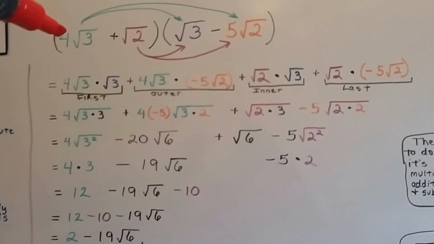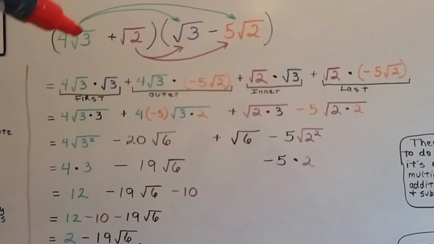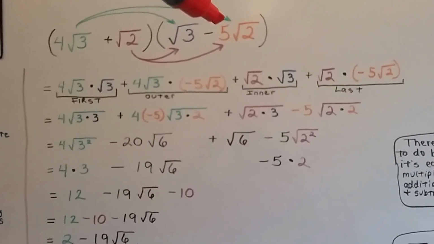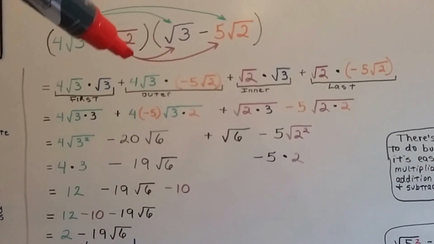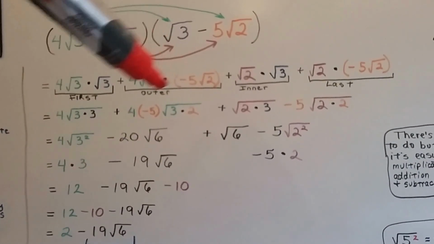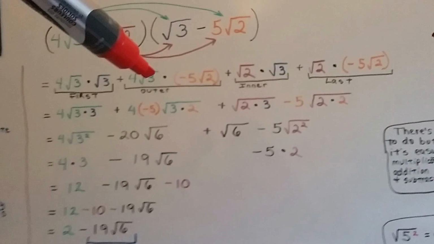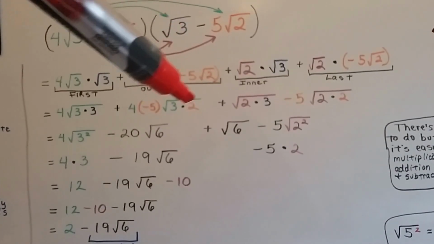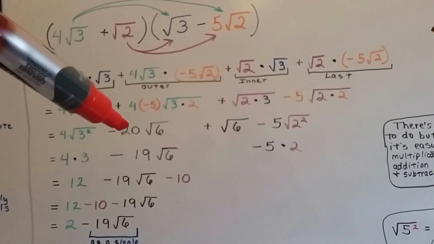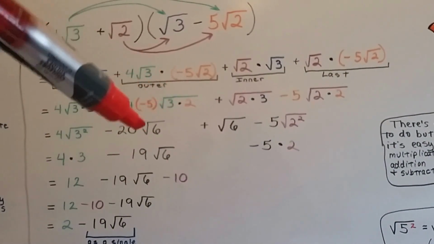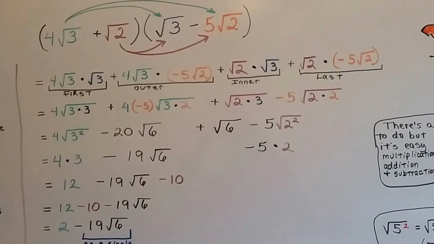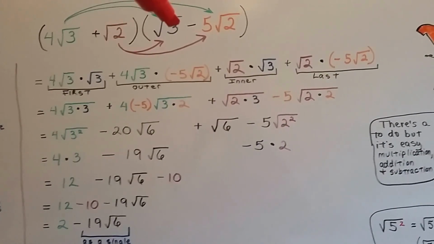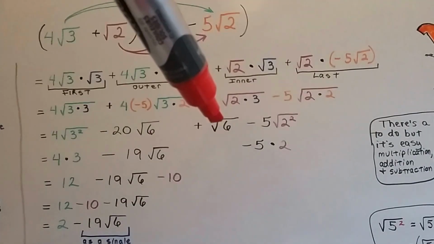Then we've got 4 times the square root of 3 times a negative 5 times square root of 2. That's right here. That's the outer. And we can multiply this 4 and that negative 5 together. And we can multiply this square root of 3 and this square root of 2 together. That's going to give us a negative 20 times the square root of 6. See? For the inner one, we're going to do square root of 2 times square root of 3. That's just going to give us a square root of 6.